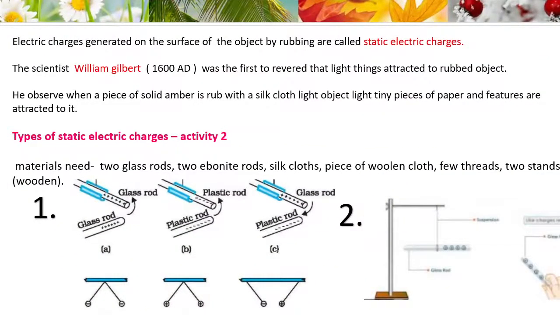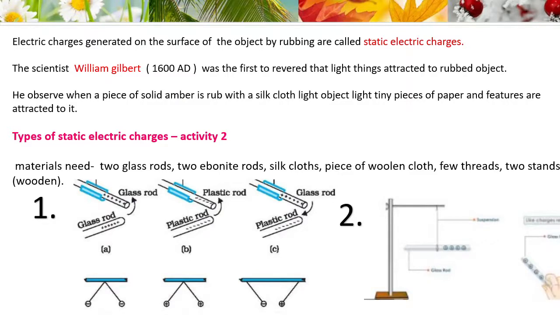Now we are going to learn about static electric charges. Static electric charges mean electric charges generated on the surface of the object by rubbing. The scientist William Gilbert was the first to reveal that light things are attracted to the rubbed object. He observed when a piece of solid amber is rubbed with a silk cloth, light tiny pieces of paper and feathers are attracted to it.